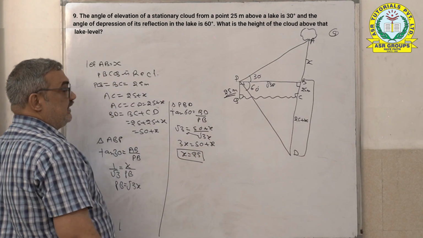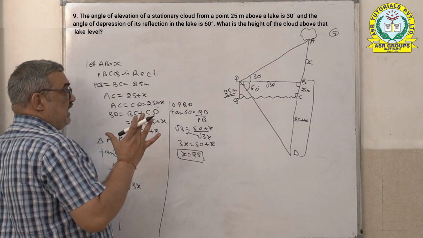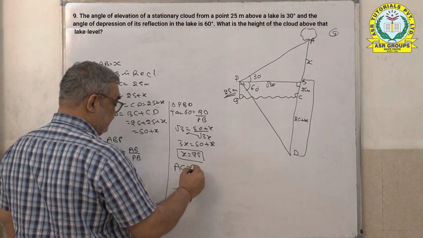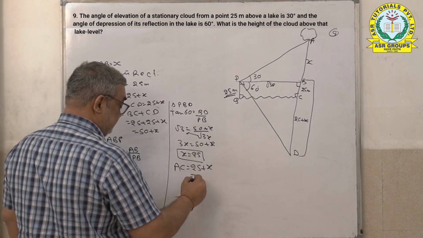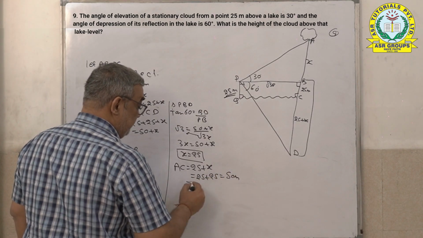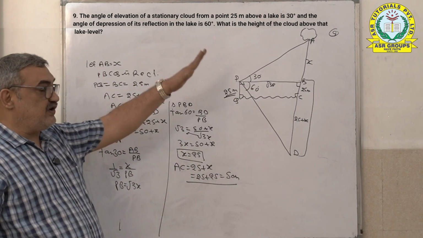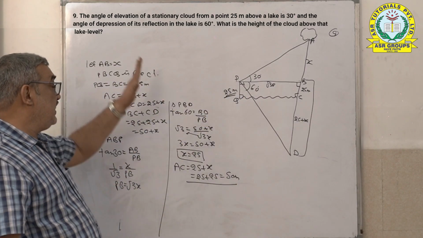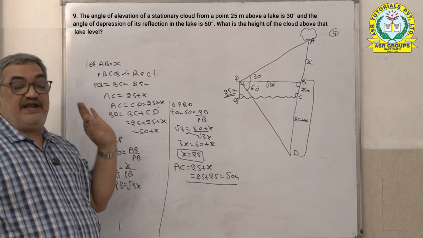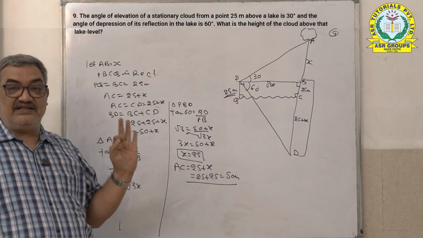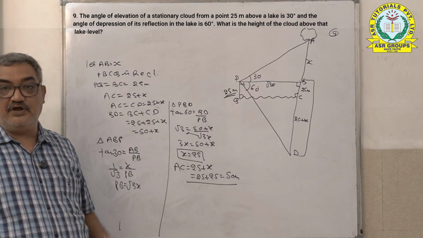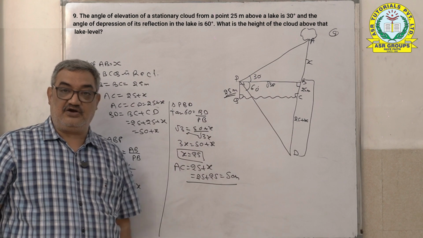I want to find the height of the cloud above the lake. So AC. AC is 25 plus x. 25 plus 25, that is 50 meter. Be careful. Once you get the diagram, the calculation is important, very simple, but very difficult sum. Always, either in the prelim examination or in the boards, they prefer to ask sums or applications based on that. Got it?